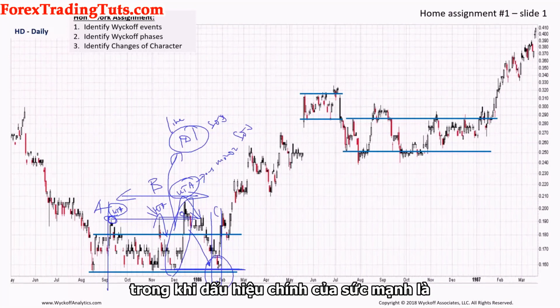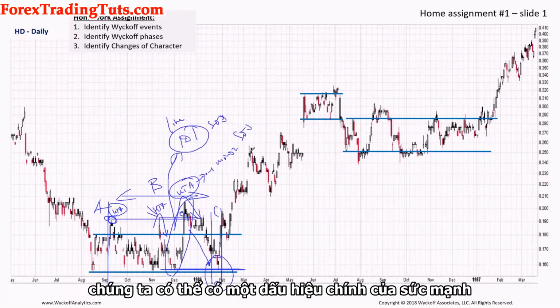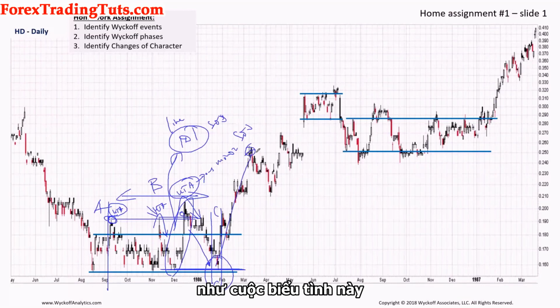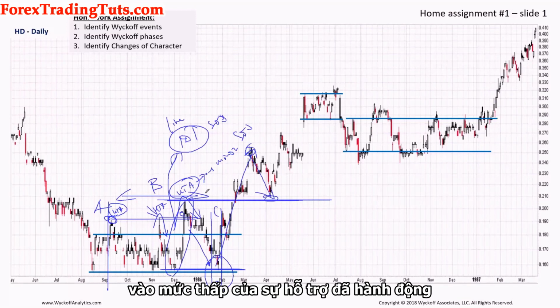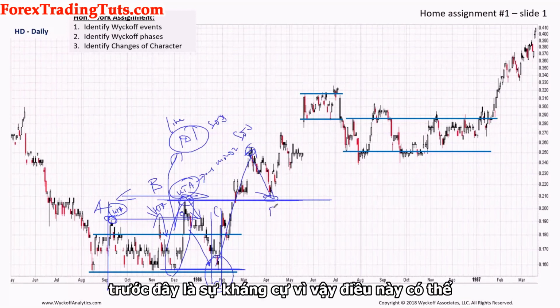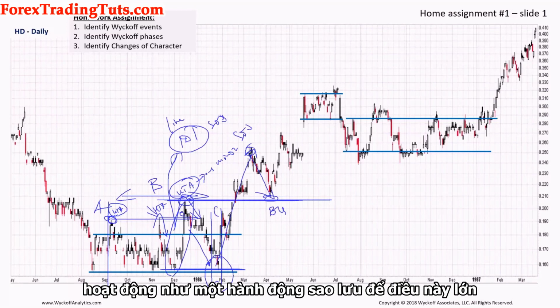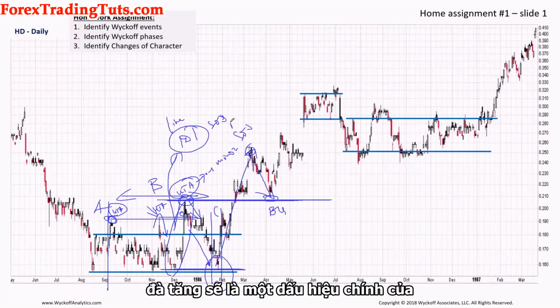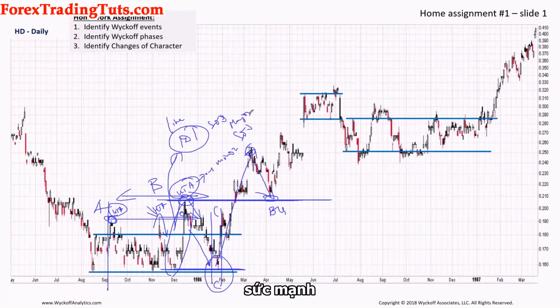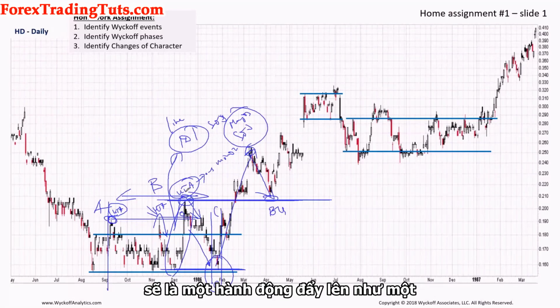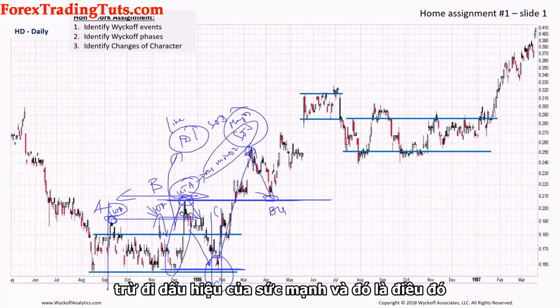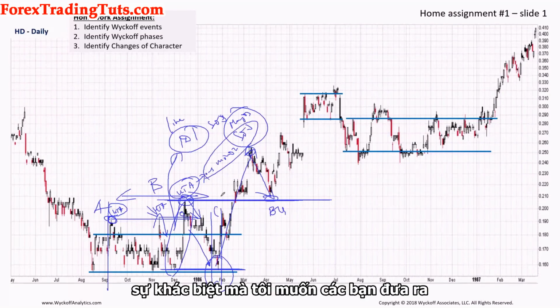Whereas the major sign of strength is still going to come in phase D, right? So we could have a major sign of strength as like this rally, and then a backing up action into the lows of the support that acted before as the resistance. So this could act as a backing up action. So this big rally is going to be a major sign of strength, and then this smaller rally in phase B is going to be an upthrust action as a minor sign of strength. And that's that distinction that I want you guys to give.